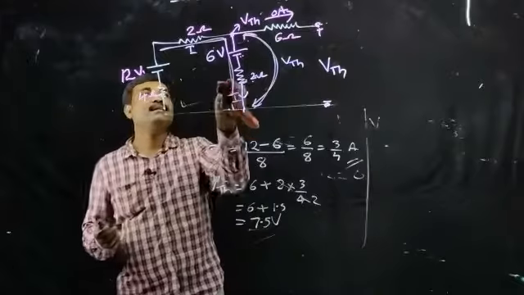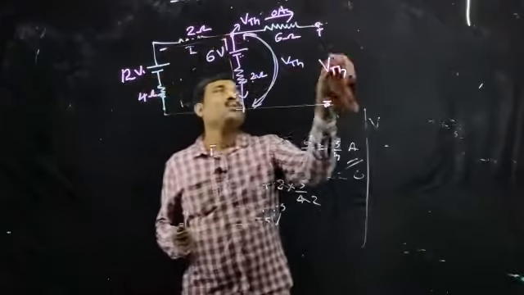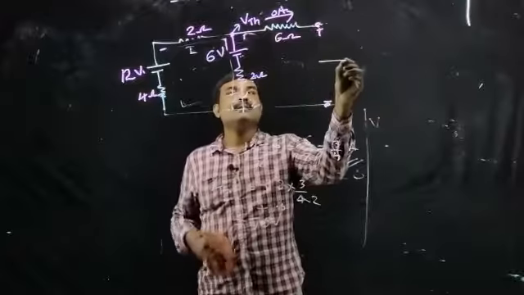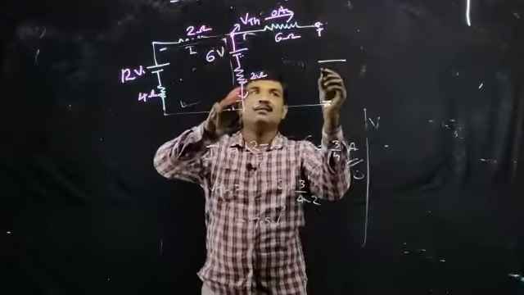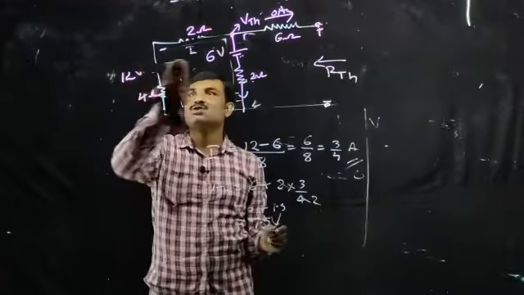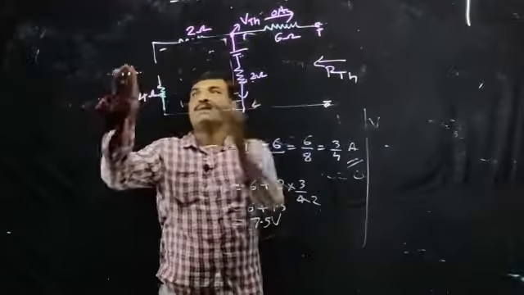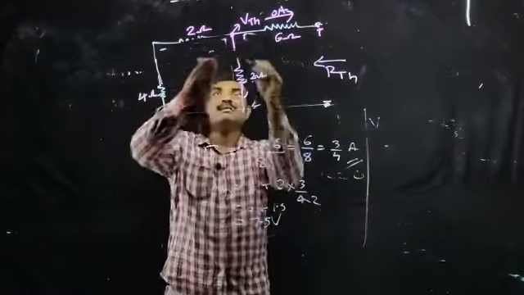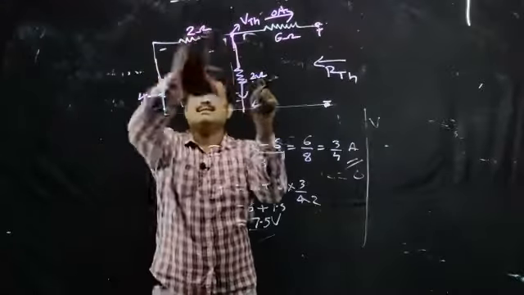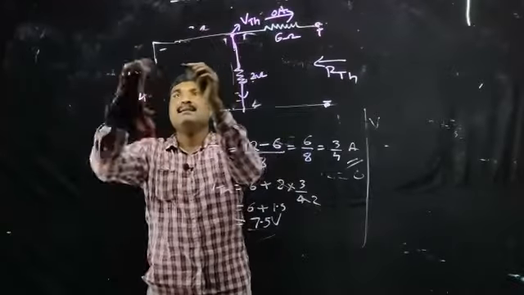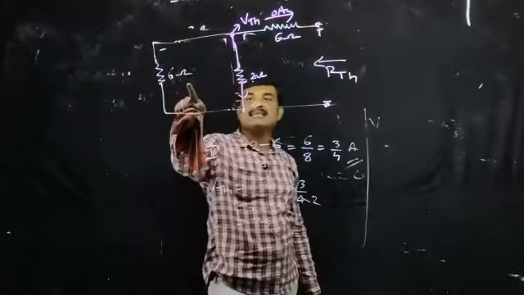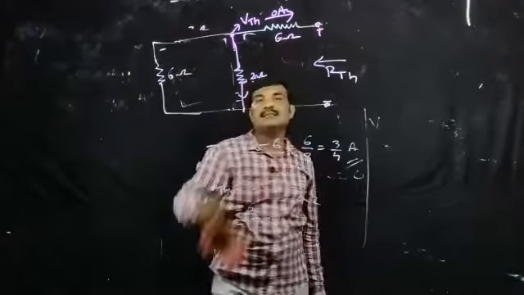Now we need to determine the value of RTH, right? As seen from this terminal, this is our load terminal. For that purpose, we just short circuit this voltage source, also short circuit this independent voltage source. Now, this 2 and 4 is in series, so we can replace this by 6 ohm, right? Now, this 6 and 2 are in parallel, that is in series with 6 ohm.